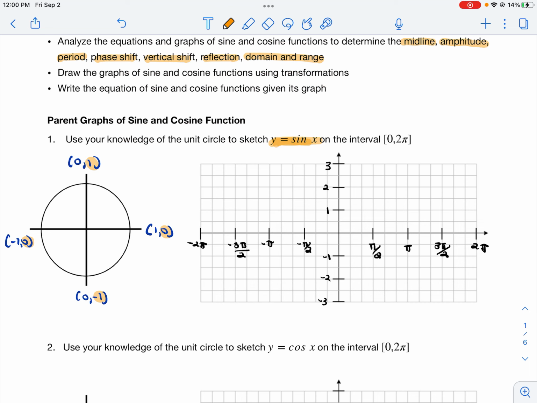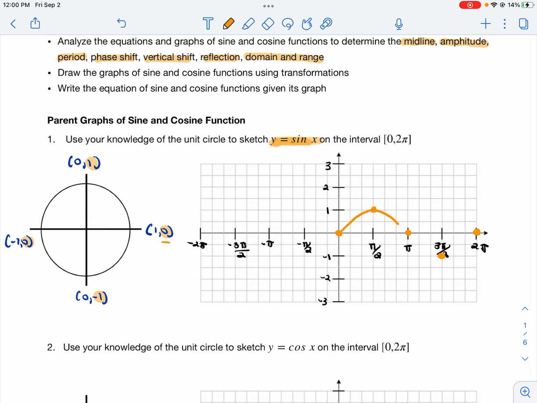Okay. So at 0 radians, my sine of 0 radians is equal to 0. That's from this number from the quadrantal angles. So I plot the point (0, 0). At theta equal to pi over 2, sine of pi over 2 is 1. Sine of pi is 0. Sine of 3 pi over 2 is negative 1. And sine of 2 pi is back to 0.